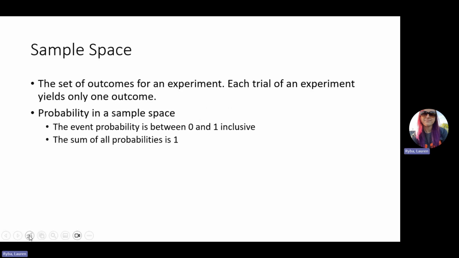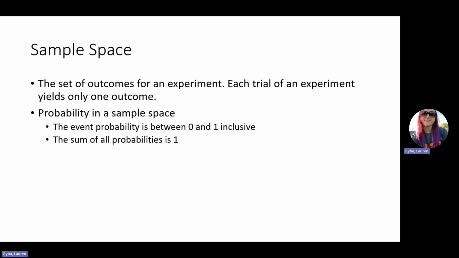So we are going to move into chapter 8. And we are going to start with basic probabilities. So in order to talk about probabilities, we do have to talk about what is a sample space.